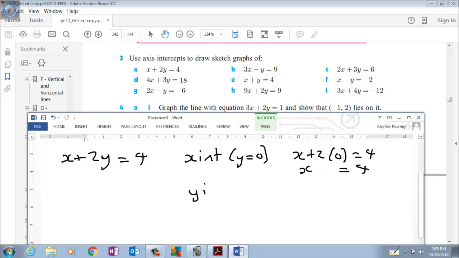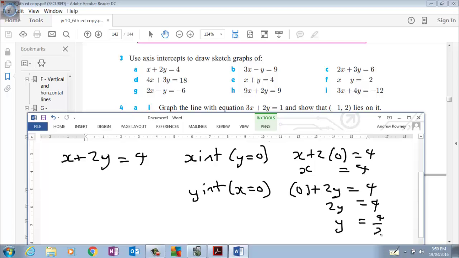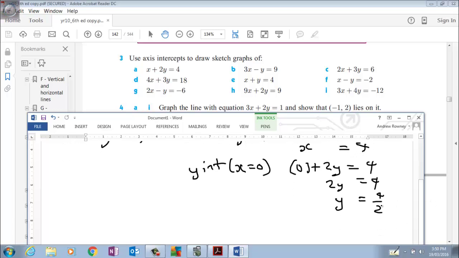The y-intercept is when x equals 0. So if we put 0 for x, we'll have 0 plus 2y equals 4. 0 plus 2y is 2y. Now to get rid of the 2, at the moment we're timesing by 2. Opposite of times 2 is divide by 2. And so our answer is y equals 2. So it cuts the y-axis at 2.